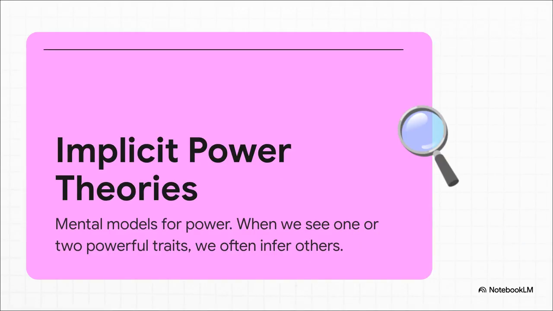The fancy term for this is implicit power theories. Basically, they're mental shortcuts. When your brain sees a few strong signs of power, let's say a big title and a lot of expertise, it doesn't just stop there. It generalizes. It infers other powerful traits, creating this overall expectancy that this person is influential. That's the extra 7%. It's the synergy that our brain creates from all the individual pieces.